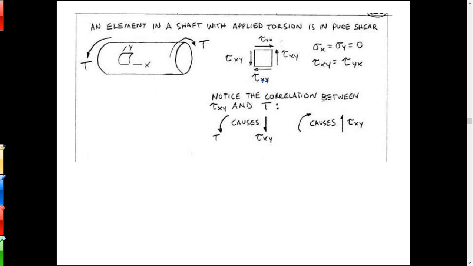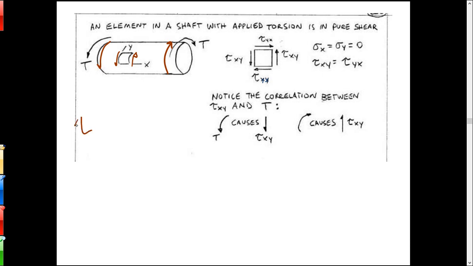If you just look at that, here this torsion's coming up this way, this one's going down. Those translate directly into shears in the same direction on that element that I've got drawn on the surface of the shaft. So the one on the right-hand side is up, the one on the left-hand side is down. And they both have the same sign there, which is positive, okay? So the torsion relates directly to the shear.